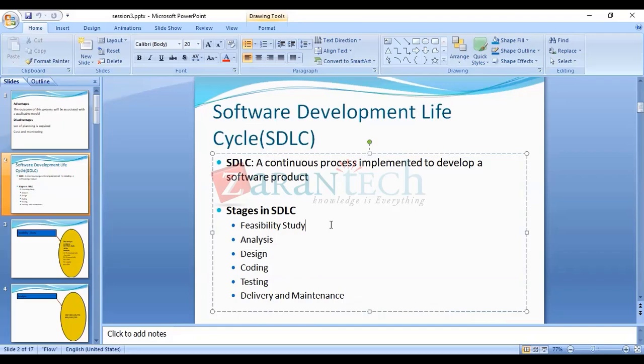So any company, my company or your husband's company, if they want to develop any application, they have to implement a process. They should have a process, right? That process name is called SDLC. By using this process, any IT company in the world will develop their project.